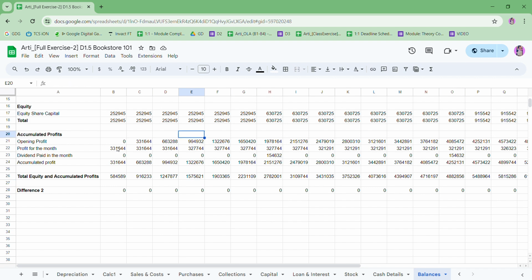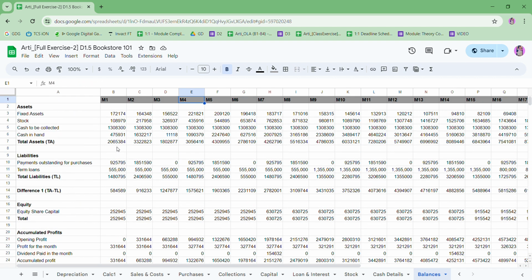So we can come out with the information of this bookstore, how it is being processed, what the profit is. Each and every piece of information can be known clearly in this sheet, from the purchase sheet, collections, capital.